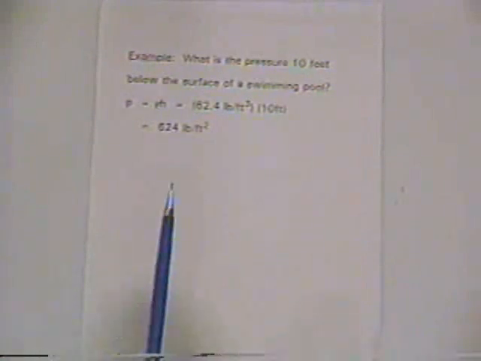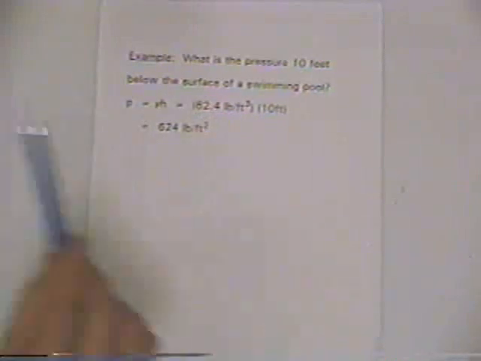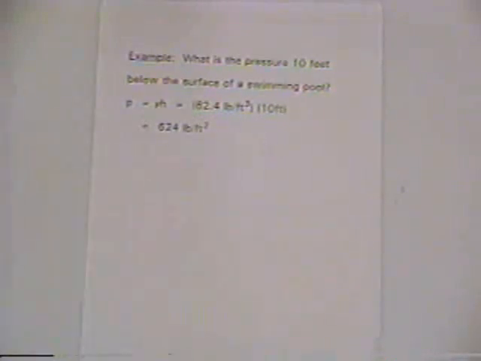Let's see, what's the pressure 10 feet below the surface of a swimming pool? Just a typical problem looking at the pressure equation. And so if you happen to be at the bottom of a swimming pool and there's 10 feet of water on you, there's a vertical column of 10 feet of that fluid, and that particular fluid has a unit weight of 62.4 pounds per cubic foot, and the head, H, is 10 feet, and so you've got a pressure on you of 624 pounds per square foot.